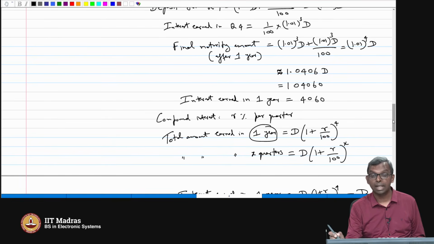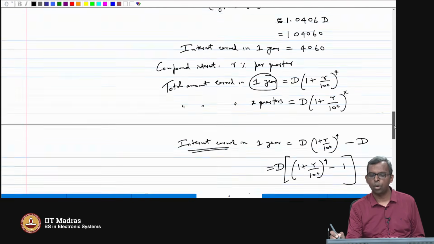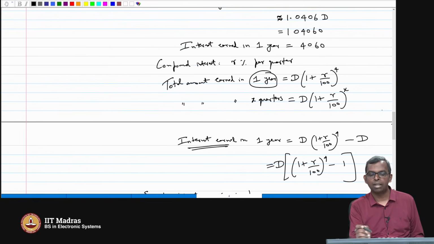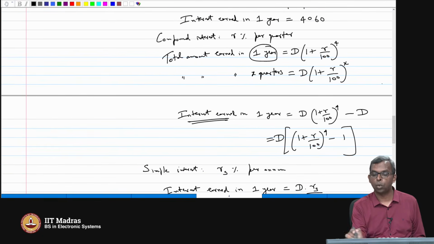And then there was a second part of the question which said, what rate of compounding, quarterly compounding over 1 year will give you the same interest as simple interest of 8%? How do you do that? So you have to now have an R% per quarter compound interest, and then you see that the total amount is D times (1 plus R by 100) raised to the power 4. If you have, of course, X quarters, then that X will show up in the exponent.